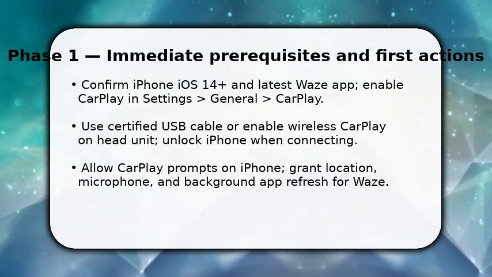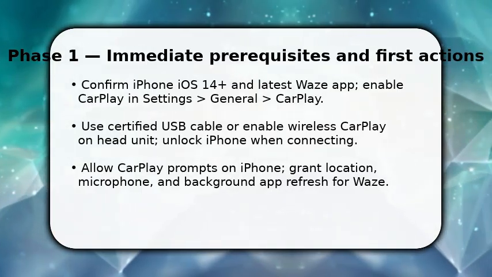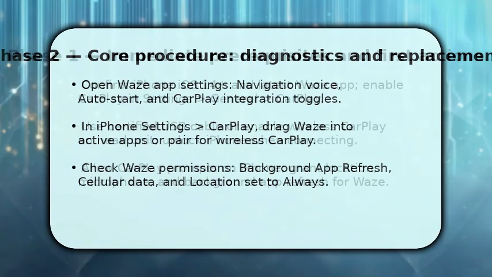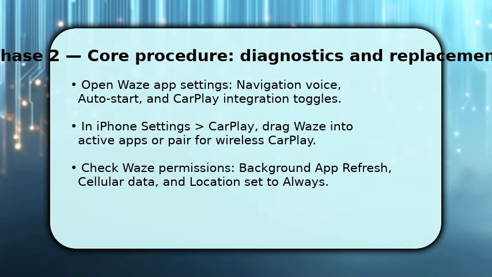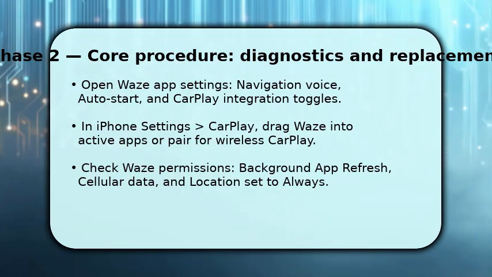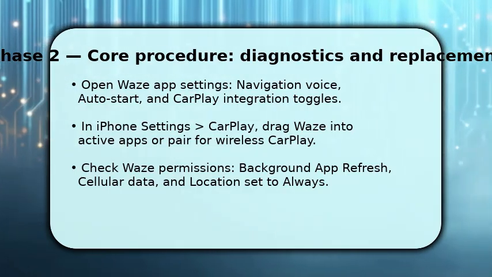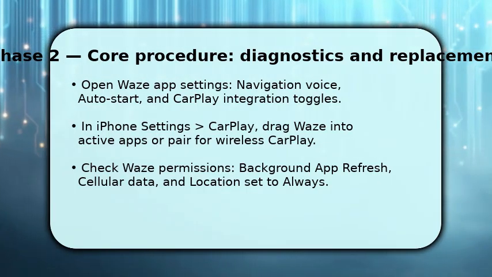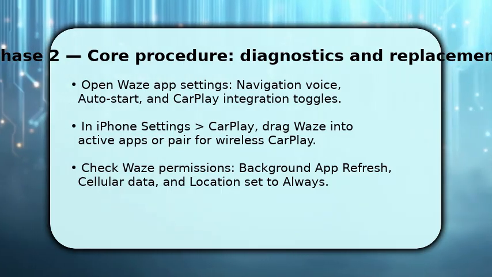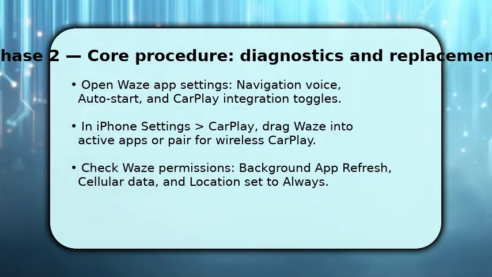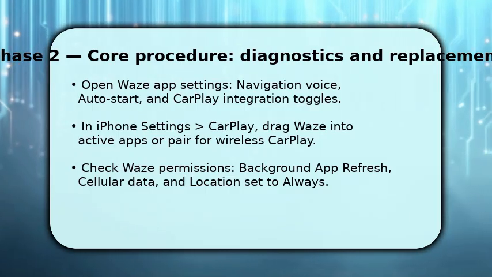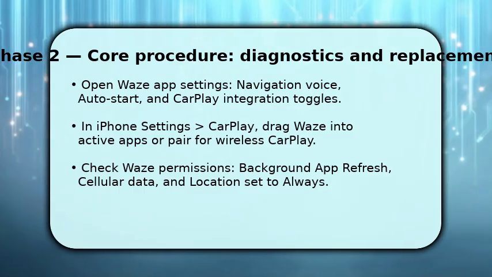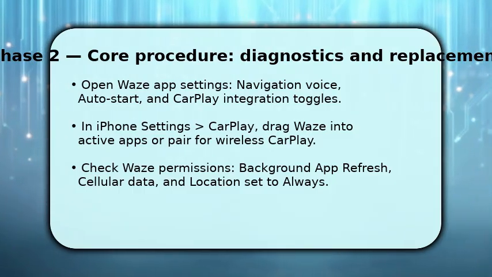Now move to configure Waze within the CarPlay interface. Once connected, you enable Waze inside both the app and CarPlay. Open Waze settings and turn on CarPlay integration, choose your preferred voice guidance, and enable auto start of directions. Then, on the iPhone, go to Settings, General, CarPlay and add Waze to the active app list so it appears on the dash. Make sure background app refresh and cellular data are allowed so maps and live traffic update. If audio is quiet, verify CarPlay audio output and Waze volume separately.